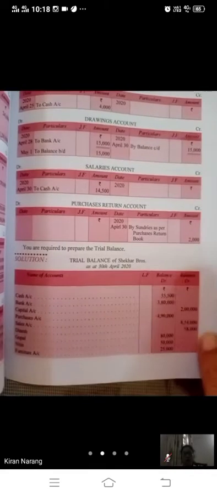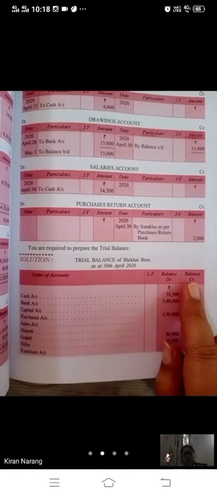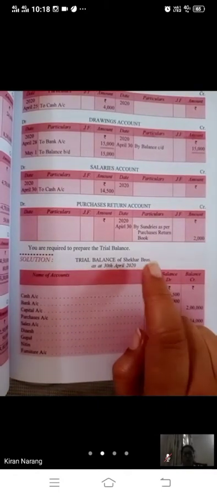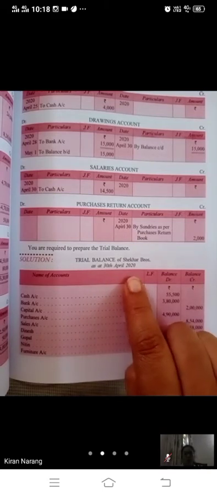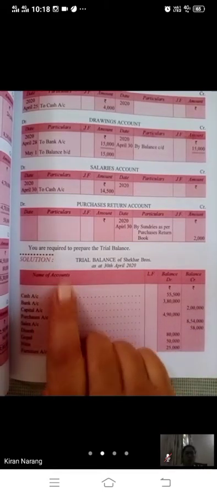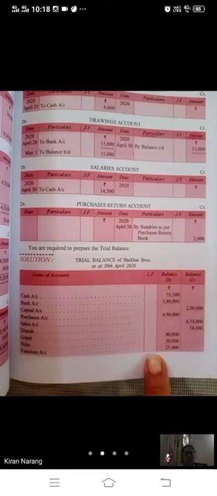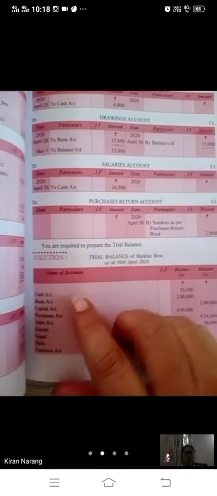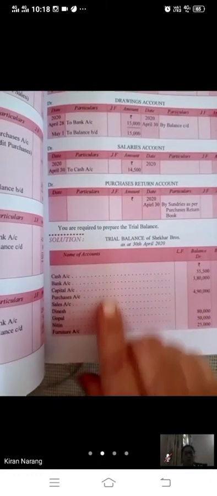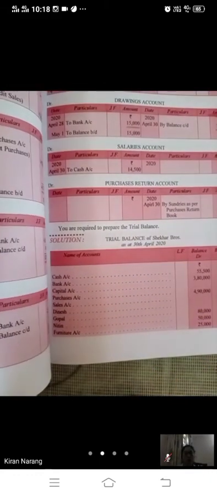In trial balance, we have to make 4 columns. On the top, we will write trial balance of Shekhar Brothers as at 30th April 2020. In the 4 columns, we will write the name of the accounts. Ledger folio will be left blank. Then debit balance and credit balance. First of all, beta, you have to write the name of the accounts. How many accounts have you made?